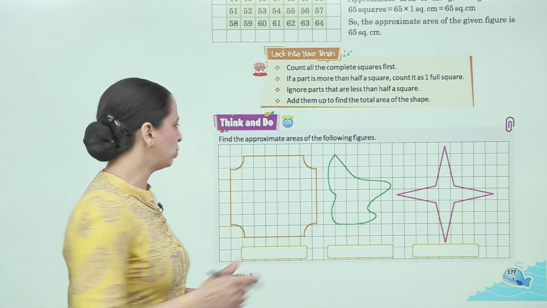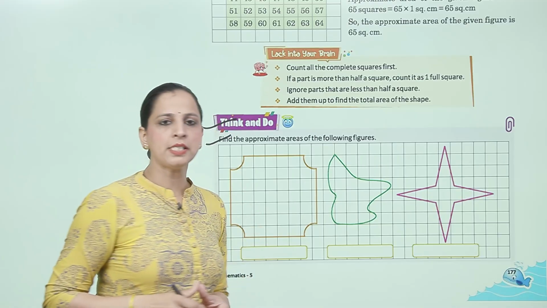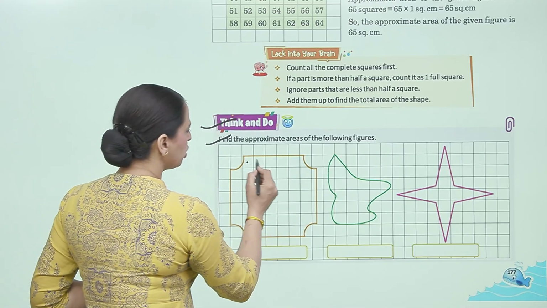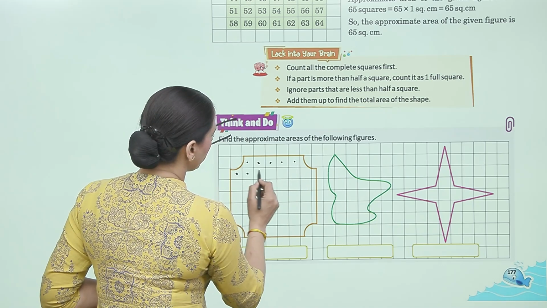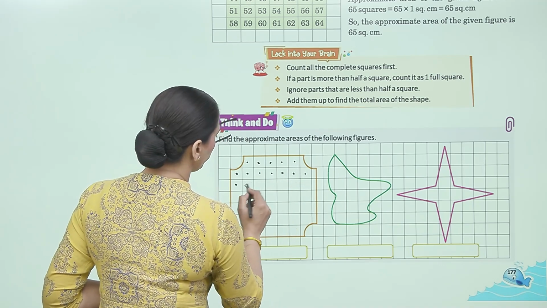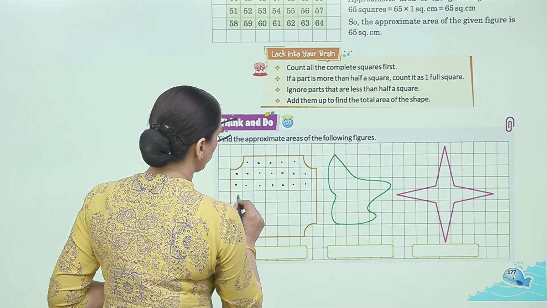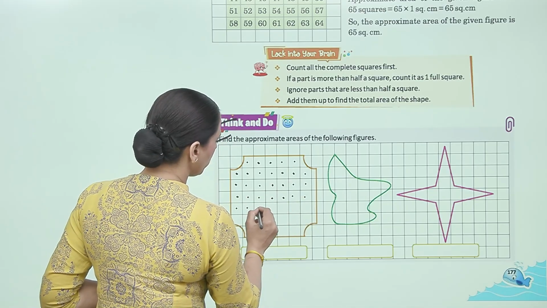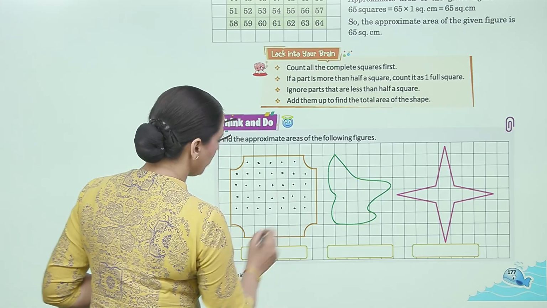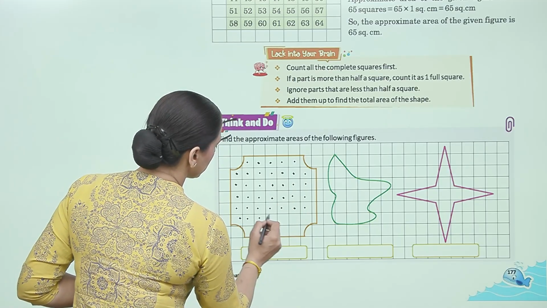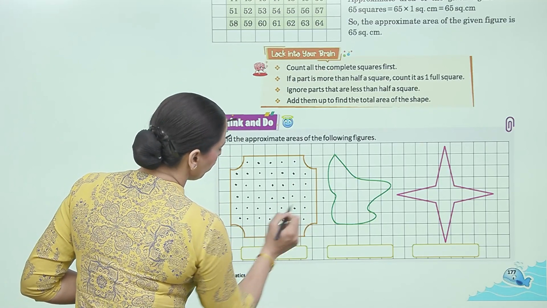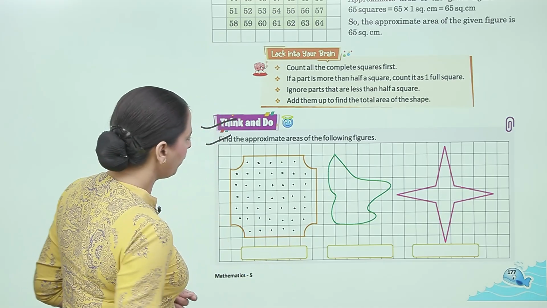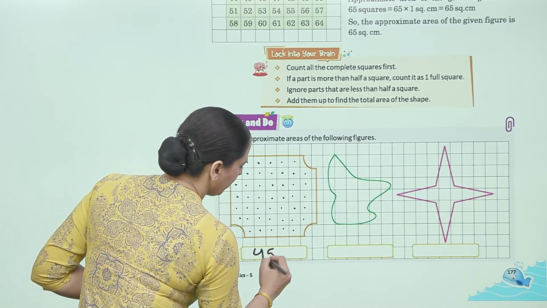Now, think and do. Find the approximate area of the following figures. Now, first I will count: 1, 2, 3, ... up to 45. Now 45 square unit.